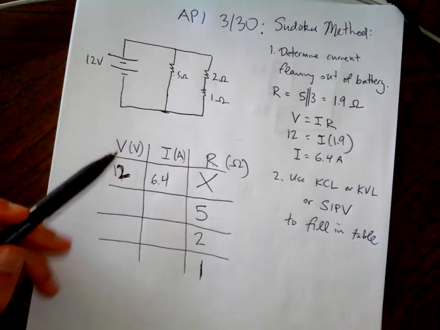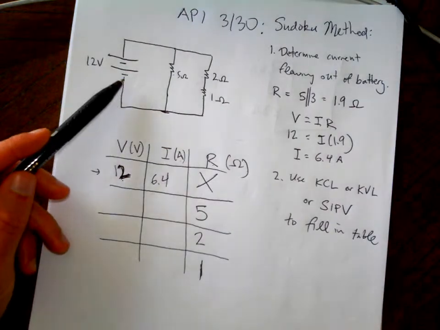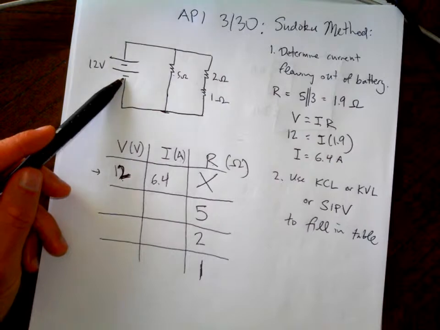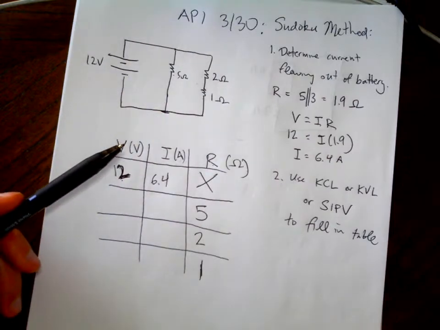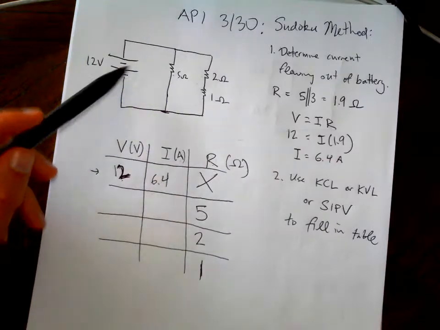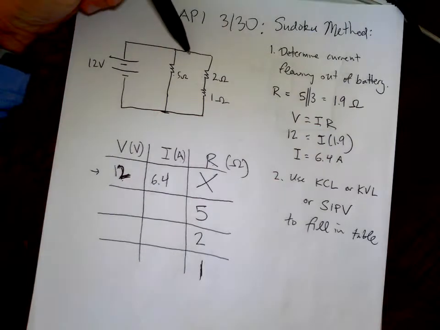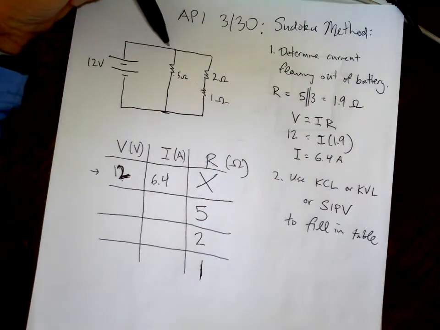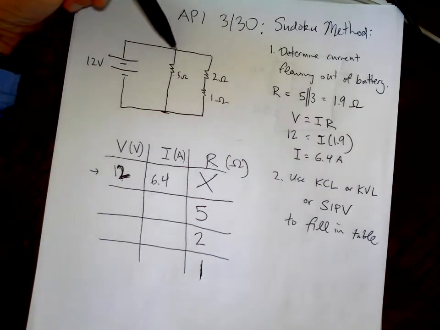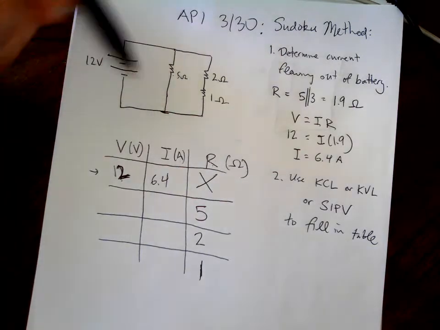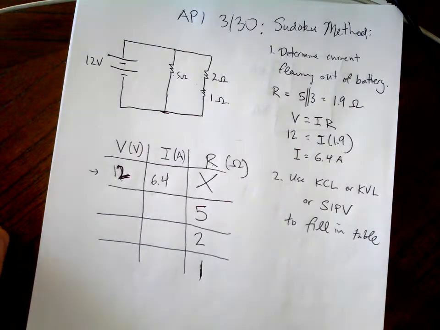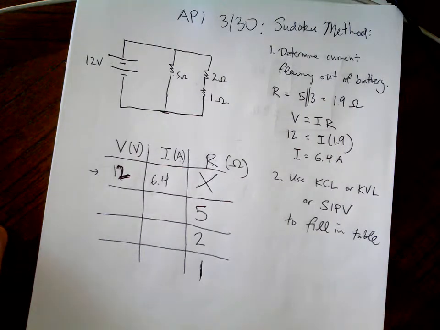Now one of the things I notice is that the battery is in parallel with the 5 ohm resistor. How do I know that? You can see this wire splits. This wire comes in, it splits, it goes through the 5 ohm resistor, it goes through the battery, and it comes back together. So that means that those are in parallel.